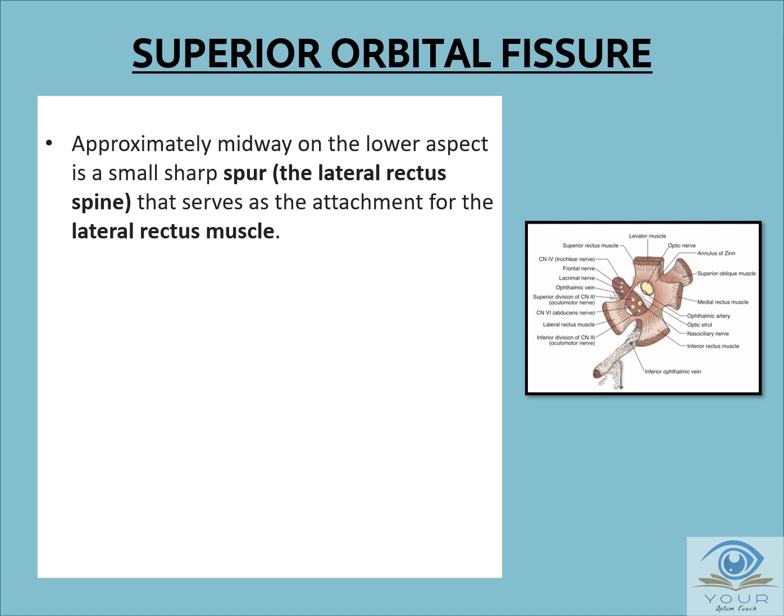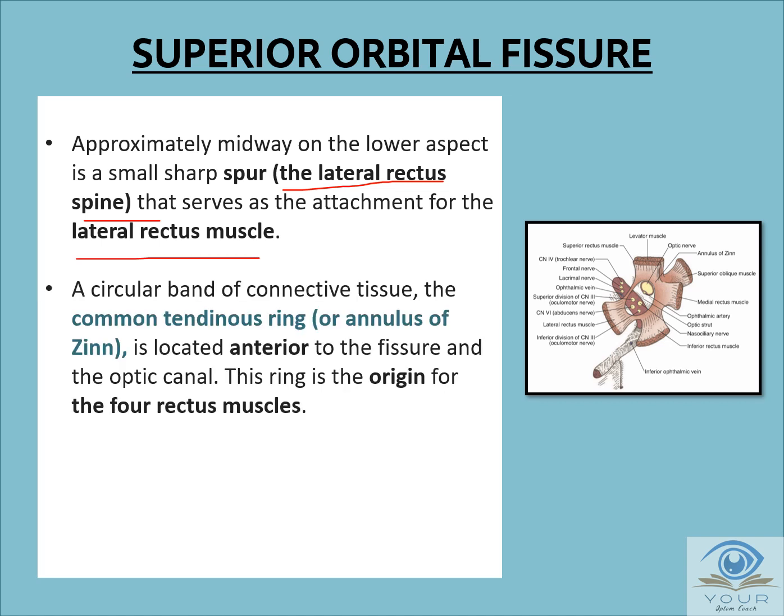Approximately midway on the lower aspect is a small sharp spur, the lateral rectus spine, that serves as the attachment for the lateral rectus muscle. A circular band of connective tissue, the common tendinous ring, or annulus of Zinn, is located anterior to the fissure and the optic canal. This ring is the origin of the 4 rectus muscles.